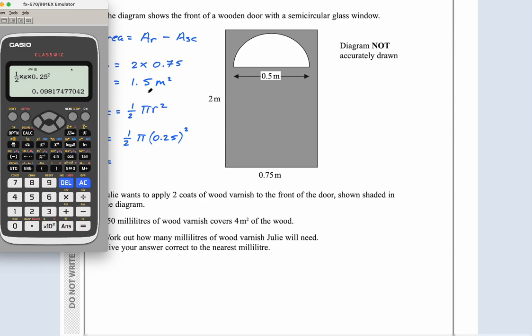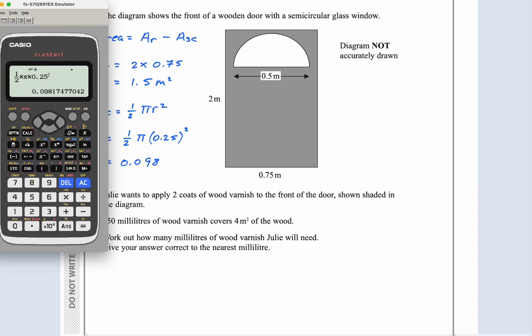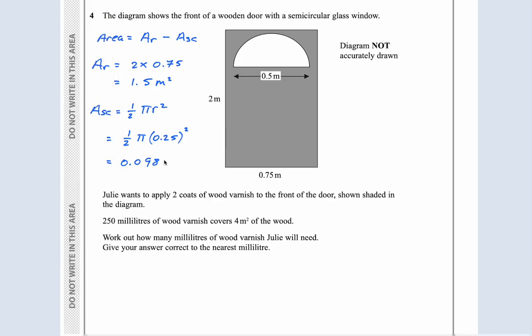Okay, this gives me 0.0981744. Okay, 0.098. Just thinking that seems quite small, but whatever. I believe the maths. 0.0981747. So I'm not going to round it much here. I'll round it at the end.